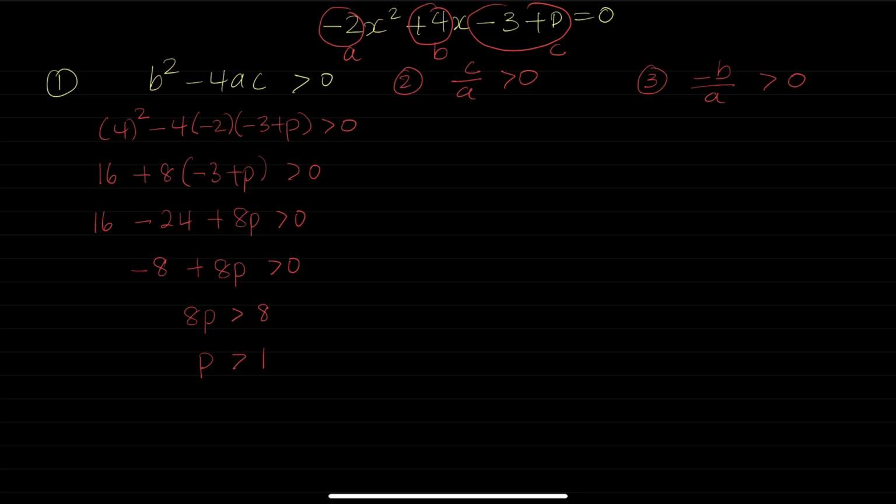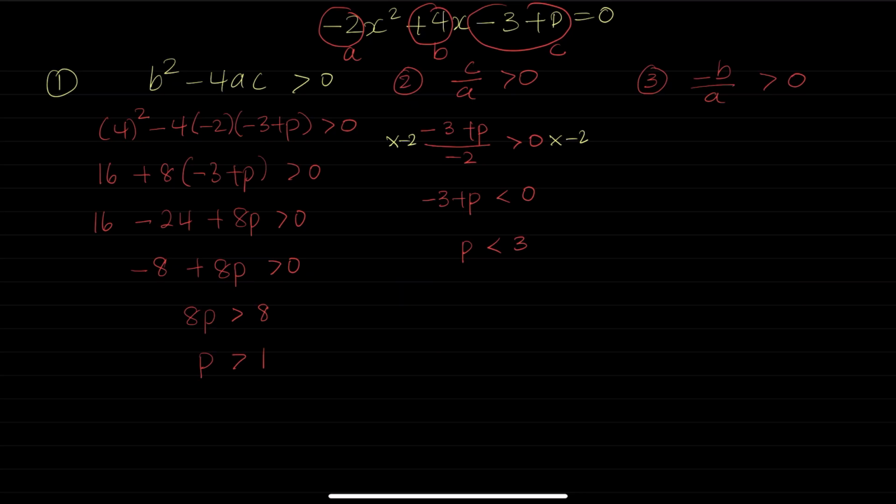Now for the second one, C over A is greater than 0. So that is the product of the roots. So C is minus 3 plus P over A, which is minus 2, must be greater than 0. Now we want to get rid of the denominator, and we can do that by multiplying both sides by negative 2. Now, since this is an inequality, if we multiply by a negative, the sign of the inequality changes. So minus 3 plus p is going to be less than 0. That means p must be less than 3. That's our second condition.